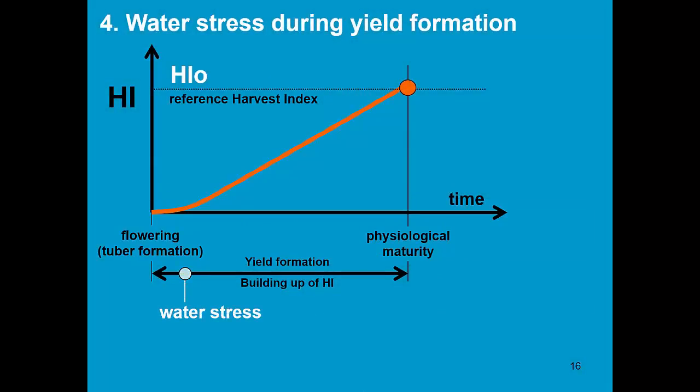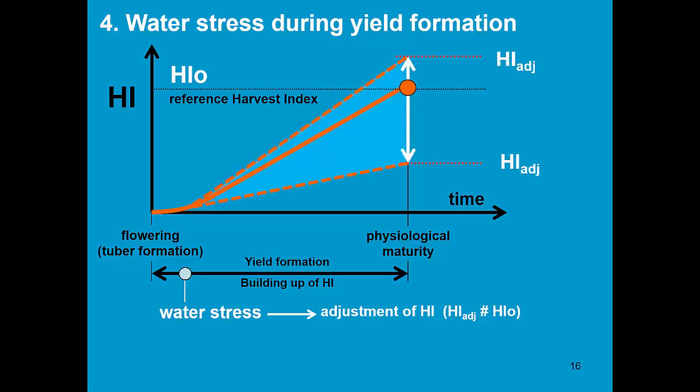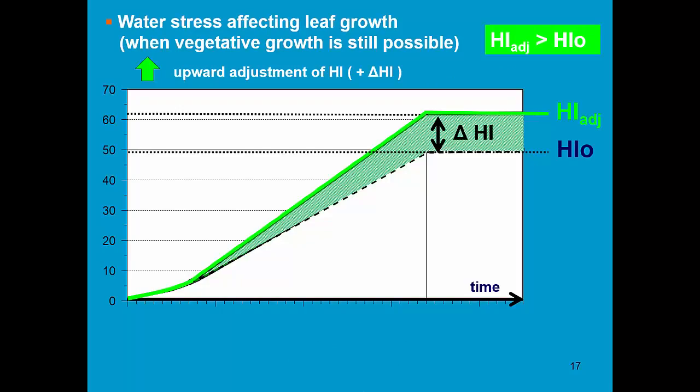When we have water stress during the yield formation, the harvest index can get adjusted. It can increase or decrease. The upward or downward adjustment depends when the stresses occur and how severe they are. Let us first look at the positive effect on the harvest index. That is when water stresses affect leaf growth. It's only possible, of course, when vegetative growth is still possible. Hence, we have to make that distinction between the determinate and the indeterminate crops.